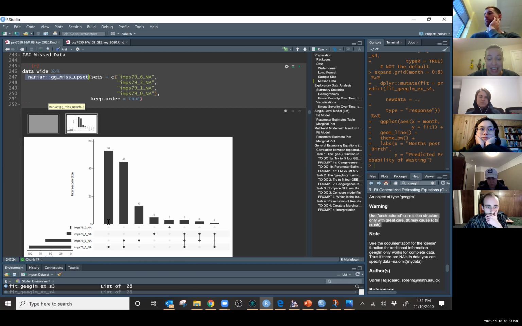And this is what I found, that there's all different patterns of missing this. So the most common is people who miss the last time point. There's 53 people that missed the last time point, which, you know, that seems reasonable.